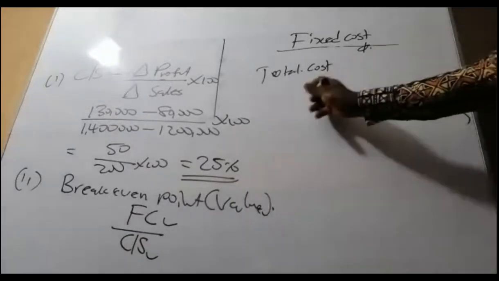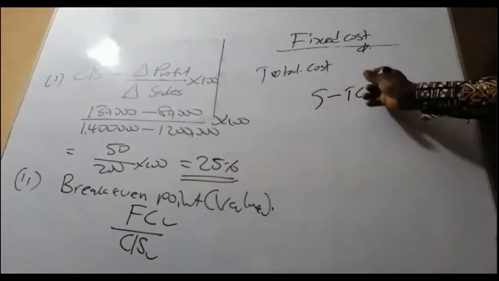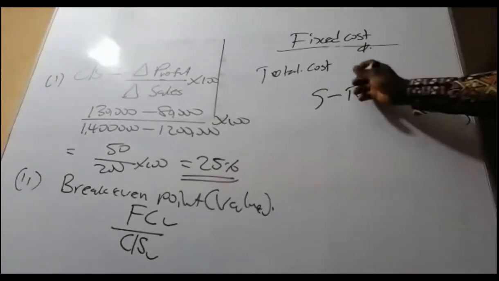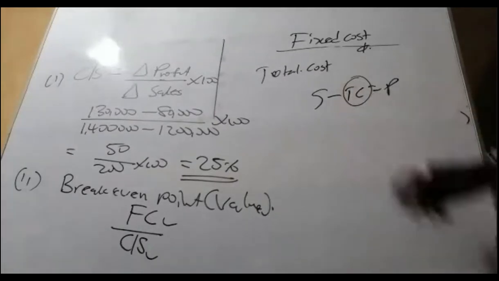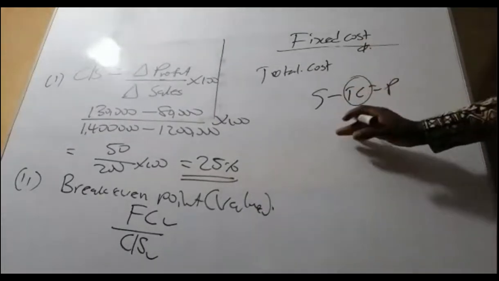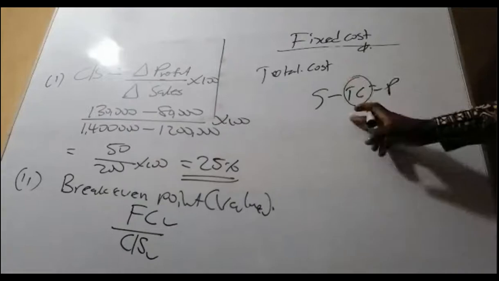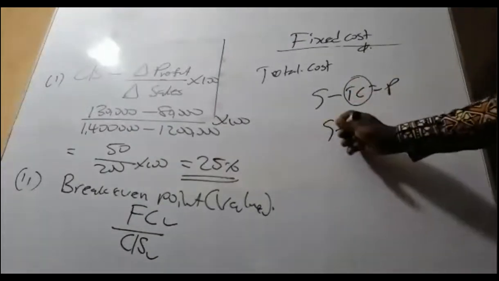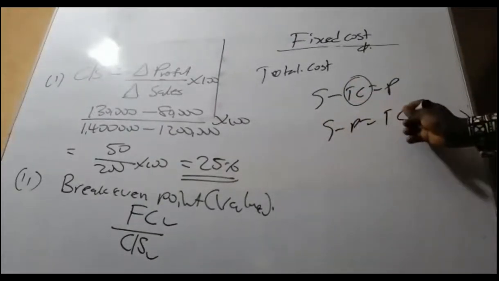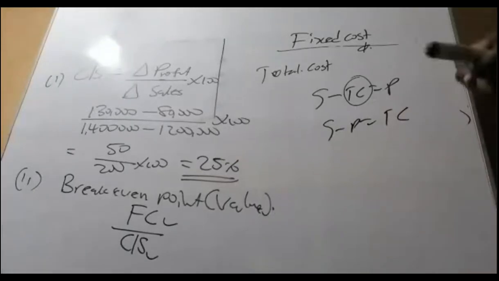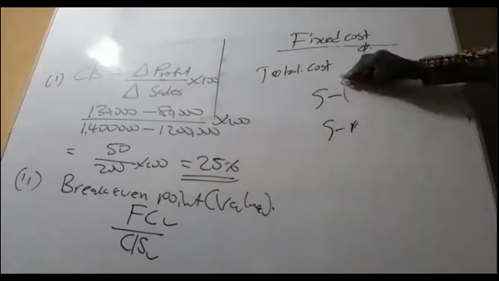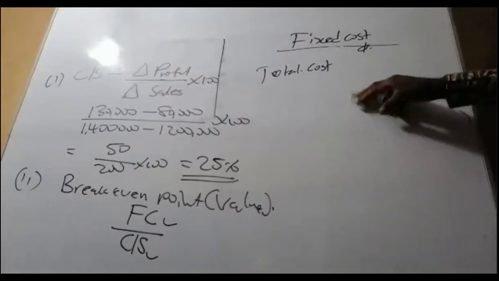Okay, so sales less total cost is equal to profit. Make total cost the subject. So this guy will stand here, let this guy come here. So total cost is sales minus profit. Good, so that is it. Now let's use the calculator to work on that.